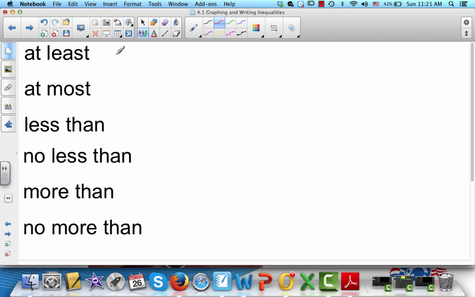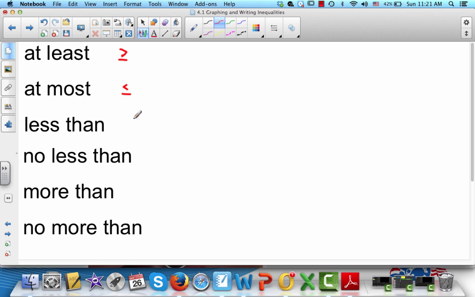Okay, "at least" has to be greater than or equal to. Because if you want to score at least 70 to pass your test, then you have to score above a 70 or a 70. "At most" we just did. At most means that it's less than or equal to.